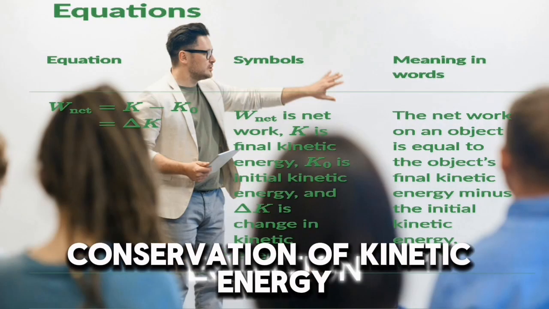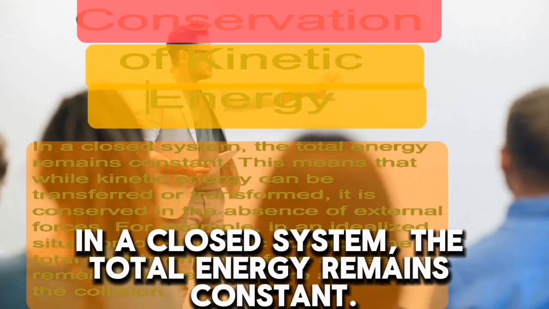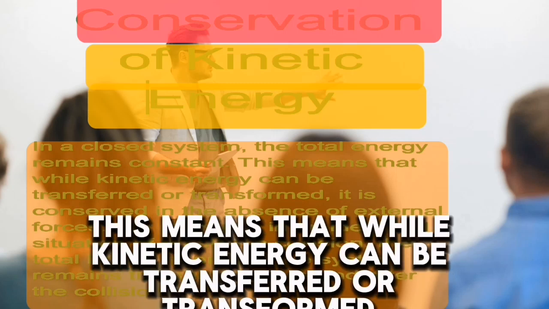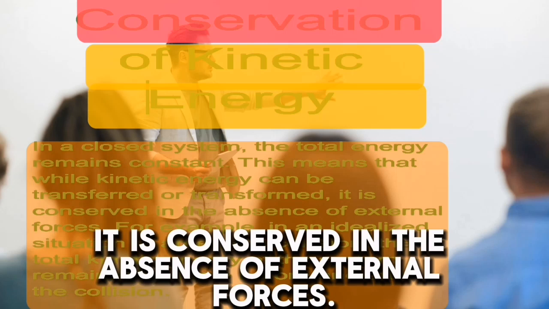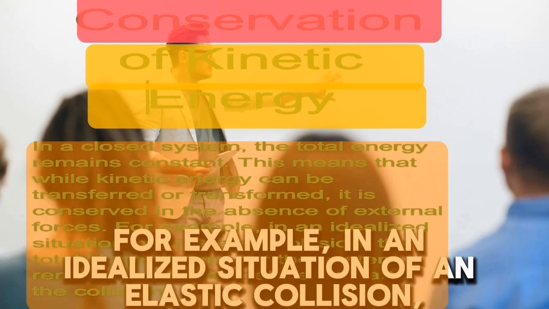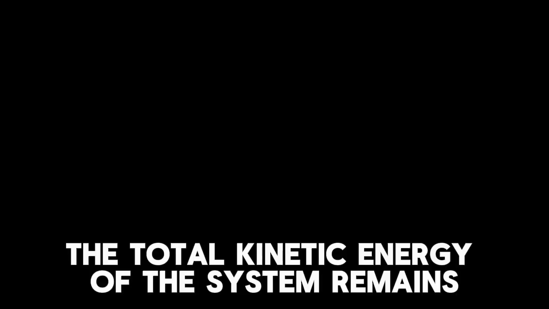Conservation of kinetic energy. In a closed system, the total energy remains constant. This means that while kinetic energy can be transferred or transformed, it is conserved in the absence of external forces. For example, in an idealized situation of an elastic collision, the total kinetic energy of the system remains the same before and after the collision.